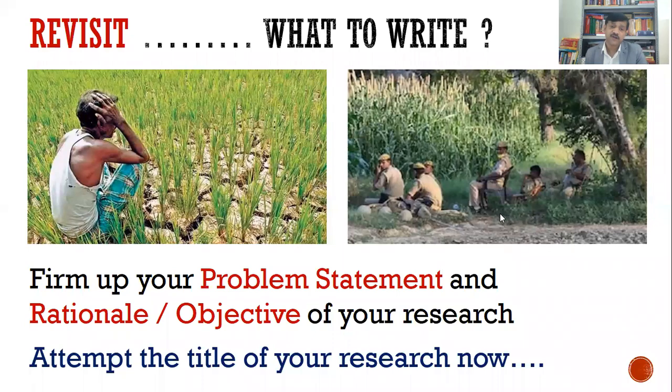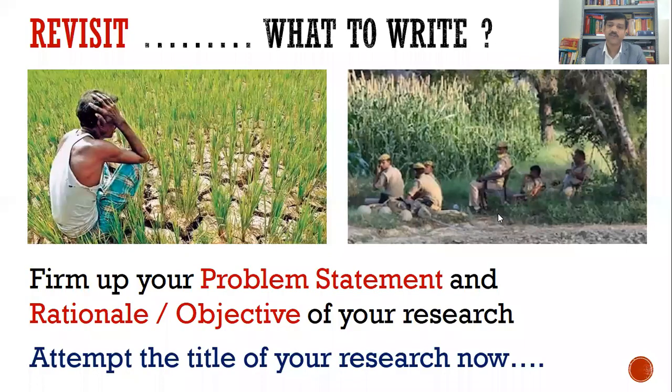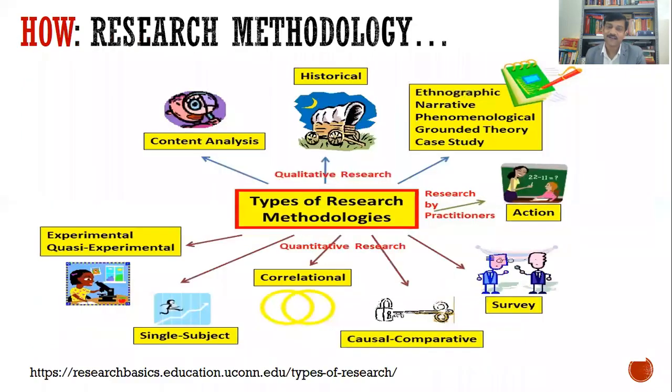Let me now take you to an important element, that is how you will do that. So you have formulated your problem statement, you have written the rationale and objective of your research, you have also attempted your title. Now what? Now how to go ahead? So the next important part is your research methodology. What kind of research methodology will you be following while doing the research?